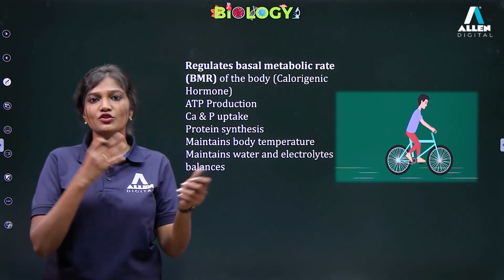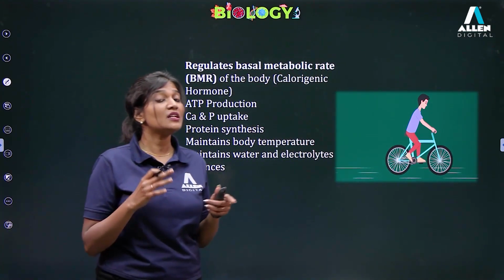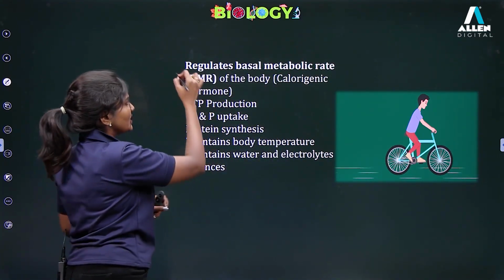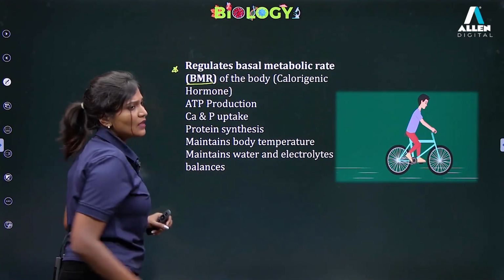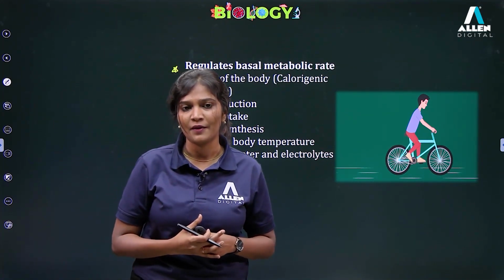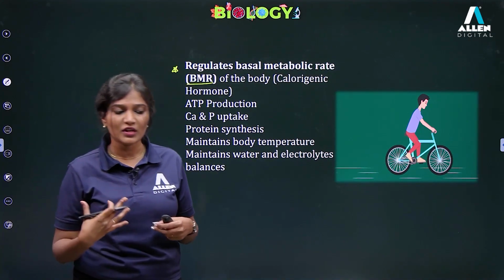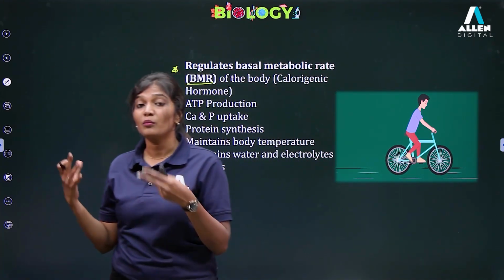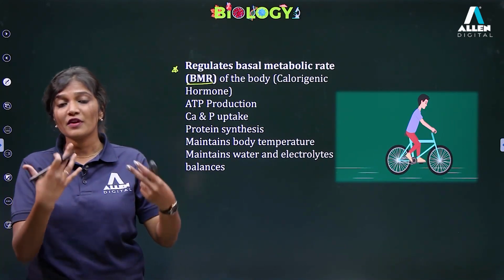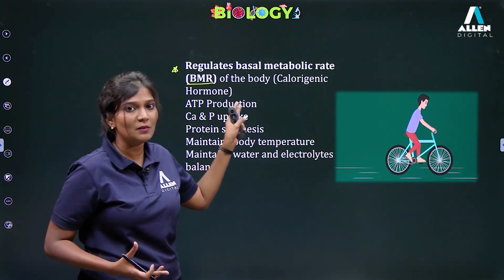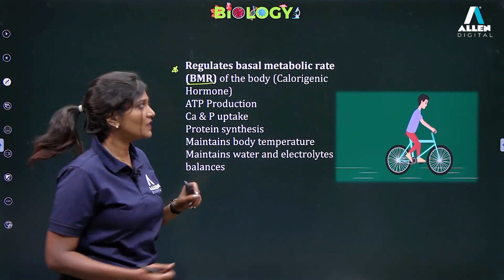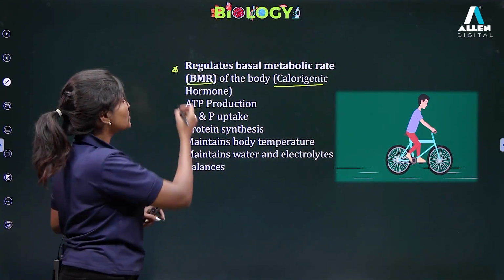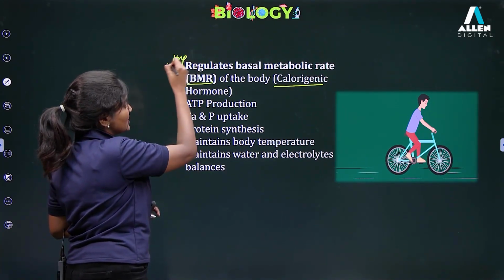I told you in the initial part of the class itself that basal metabolic rate is regulated by the thyroid gland. Most important point for your examination, just understand what this basal metabolic rate is. When you consume any kind of food, it will be converted into energy. Energy is calculated in the form of calories. So the amount of energy in the form of calories is the basal metabolic rate. So I can say this is the calorigenic effect. Remember this point, most important point for your NEET examination.